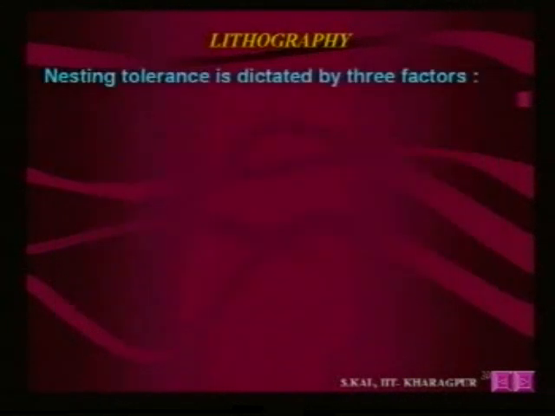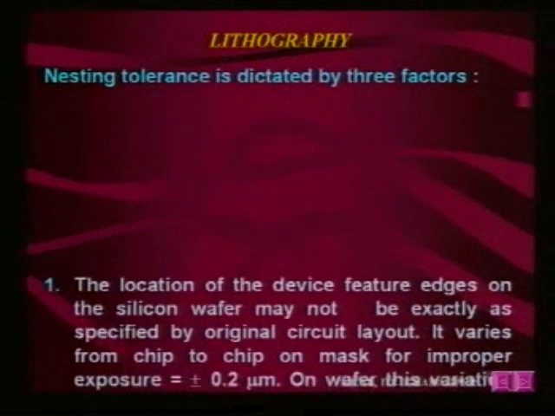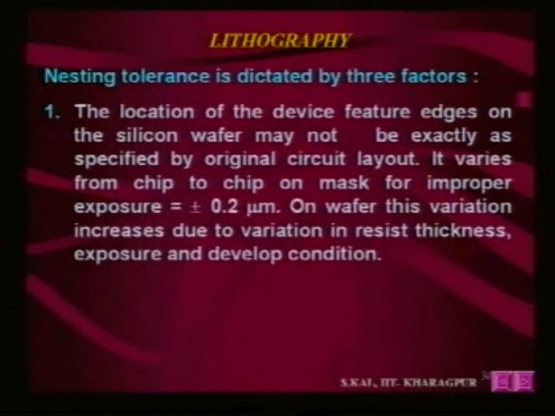So the nesting tolerance is dictated by three factors. What are those three factors? The location of the device feature edges on the silicon wafer may not be exactly as specified by the original circuit layout. It varies from chip to chip on mask because of improper exposure, and that variation may be plus minus 0.2 micron. On wafer, this variation increases due to variation in resist thickness, exposure and develop condition.